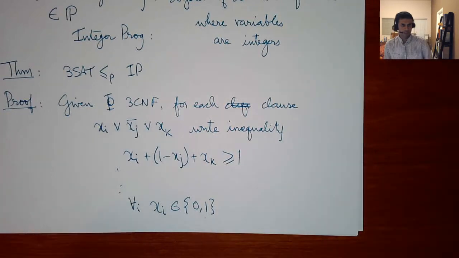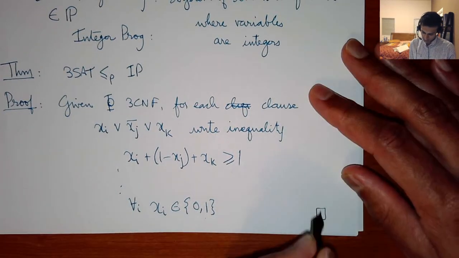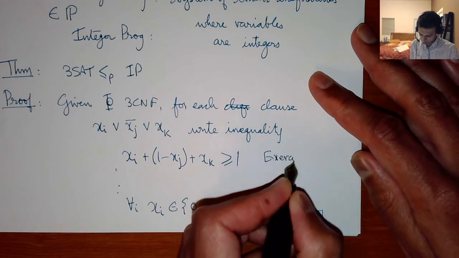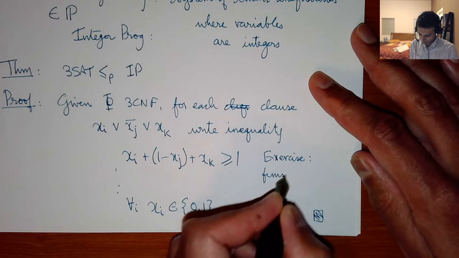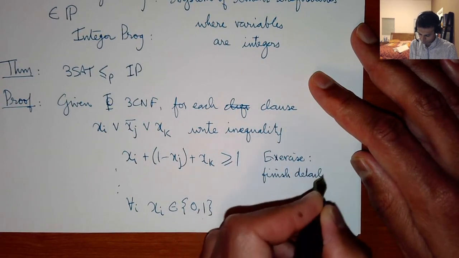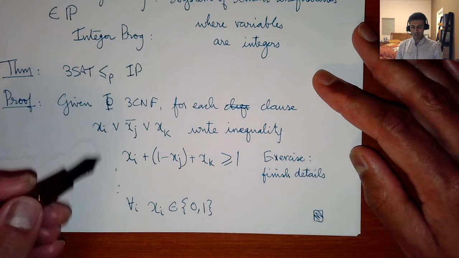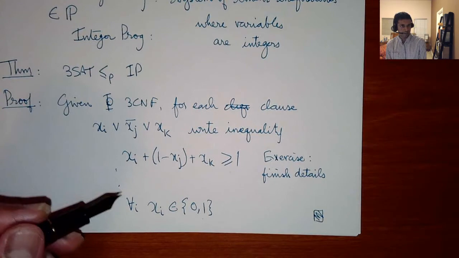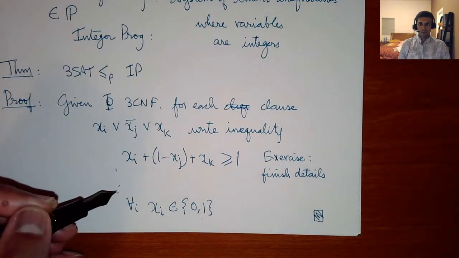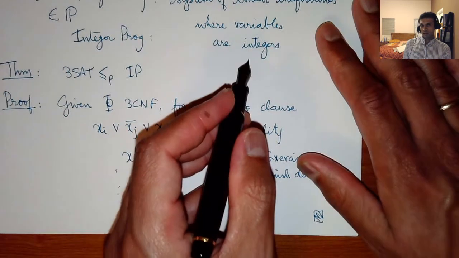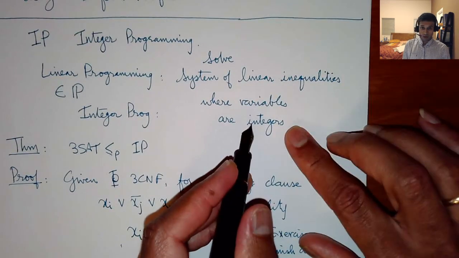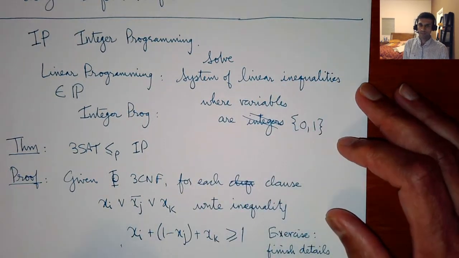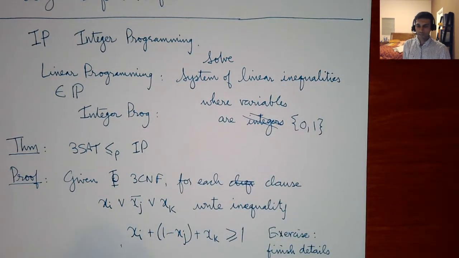And again, the reduction should be clear. I'm just going to end this and say that the exercise is to finish the details. Which is to say that if there's a satisfying assignment, these equations can be satisfied, and if these equations can be satisfied, there exists a satisfying assignment, and it's pretty straightforward. So what this says is, even the language where the variables are, forget integers, but just 0, 1, even this is NP-complete.